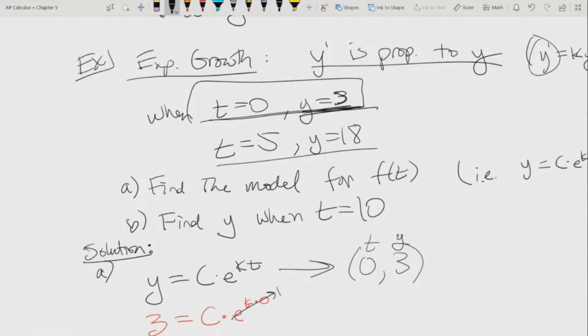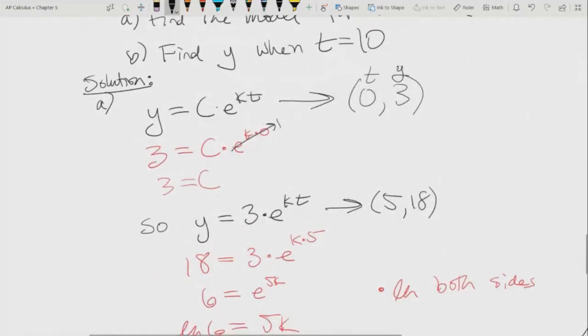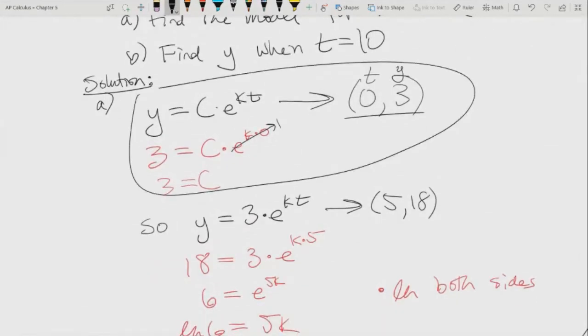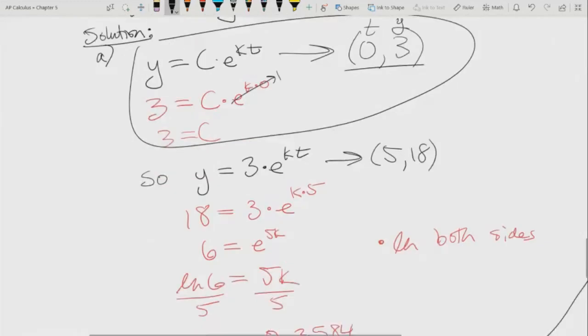So we could have saved ourselves a lot of trouble and recognized like, oh, doing all this work here, I don't really need to do it. If I'm given 0, 3, that's my constant out front, which is kind of nice to know. It makes this a little bit simpler. I can kind of skip that step in the future.